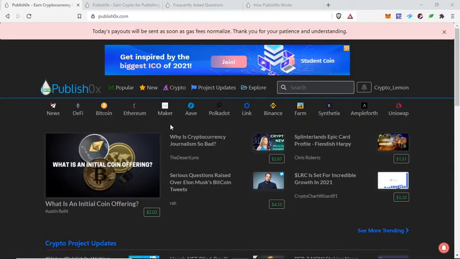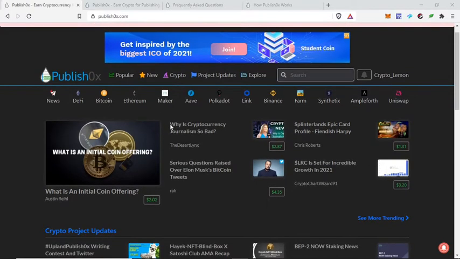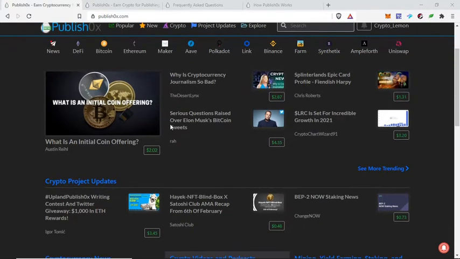So here we are on the landing page of Publish0x. I do not know how they want to be called, actually. This is really the first thing you'll see when you connect to the website.